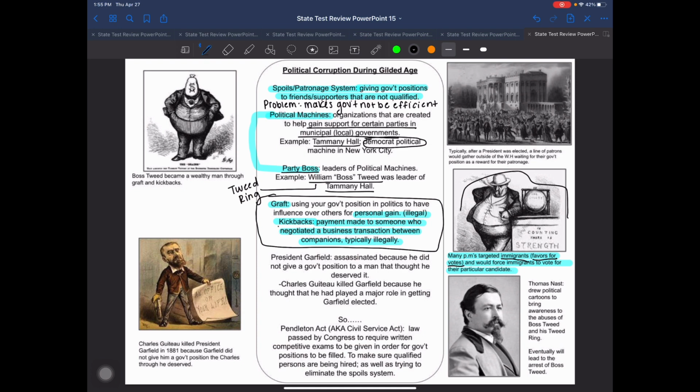Well, back to what a kickback is, because these political machines have so much pull with business owners and other elected officials, they could get projects approved, like building a courthouse in Boss Tweed's situation.